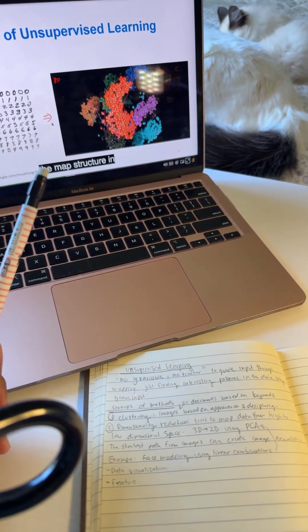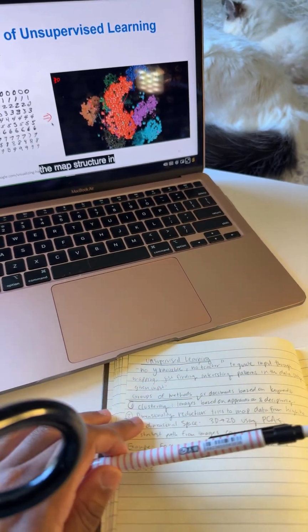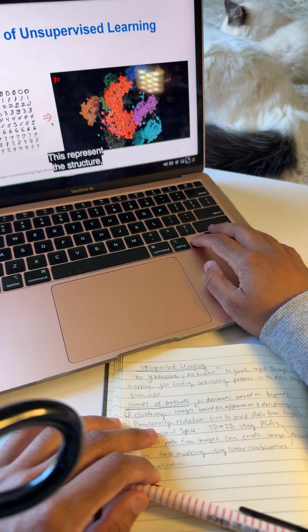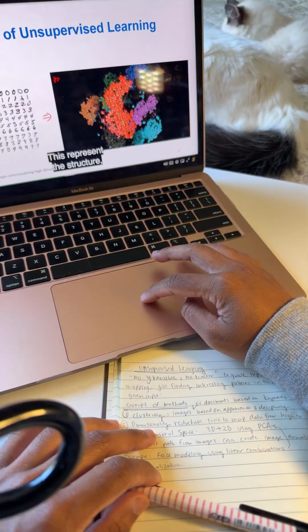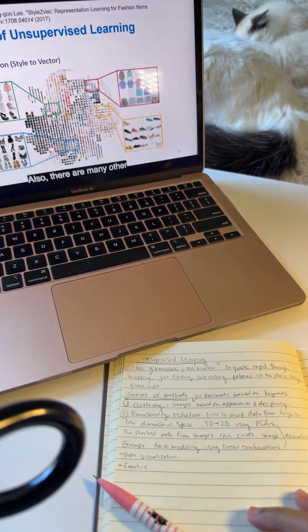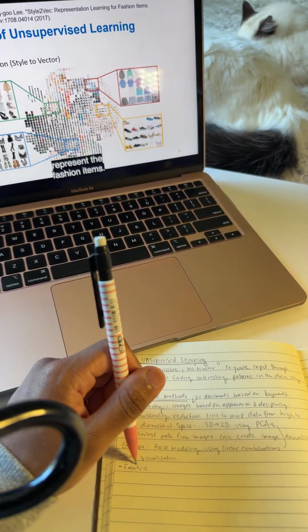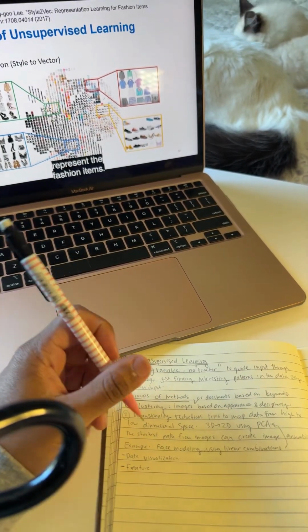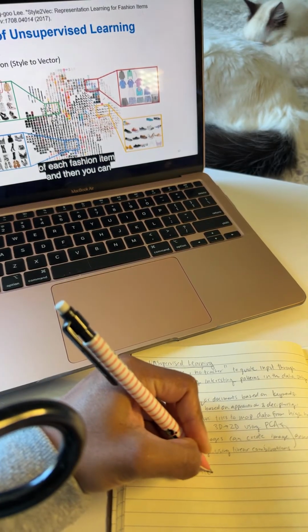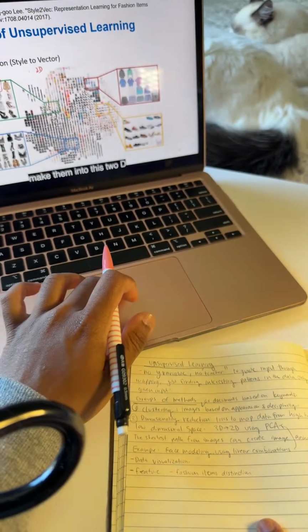Application of unsupervised learning. So, I don't know what that is. This represents the structure, the macro structure in the multidimensional space. Also, there are many other applications that we can do. For example, here, how we can represent the fashion items. So suppose you have an image of each fashion item, and you can use dimensional reduction and make them into this 2D.